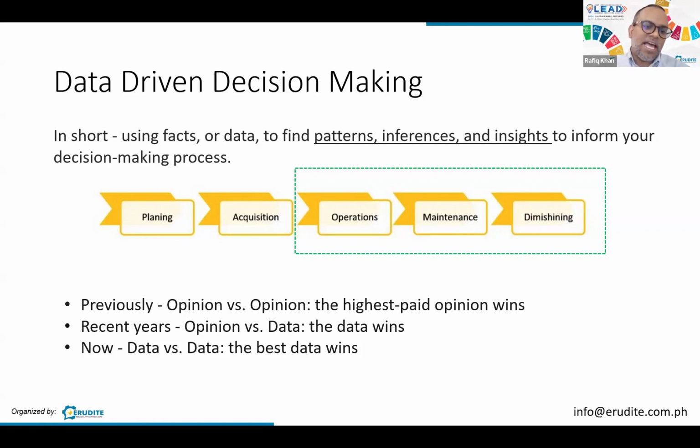Previously, I like to also use this example. Previously, when we have the opinion of one person versus the opinion of another person, the highest paid opinion wins. So the boss always wins. In recent years, it's opinion versus data, and data always wins. But now we look at the quality of data as well. So when you have data versus data, the best data wins.